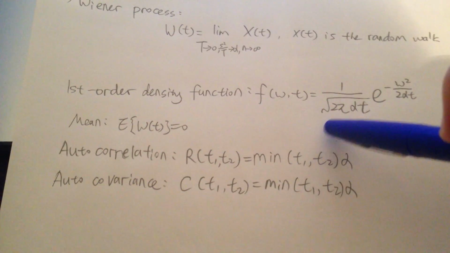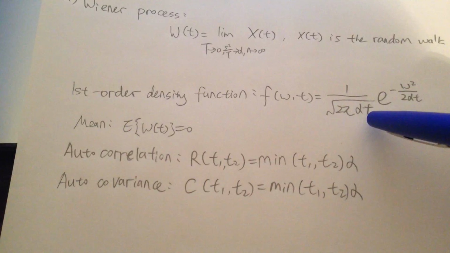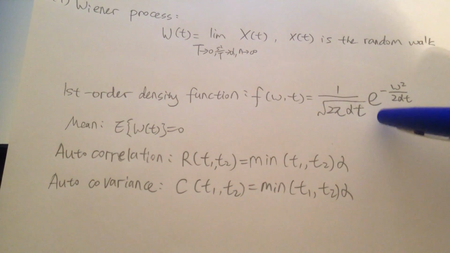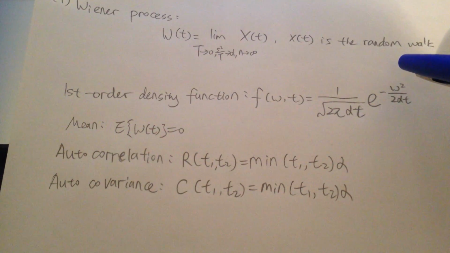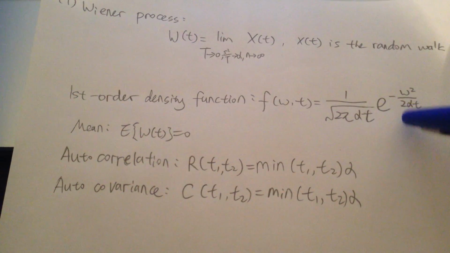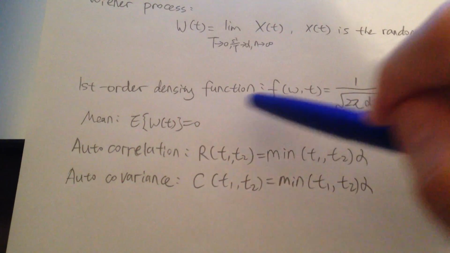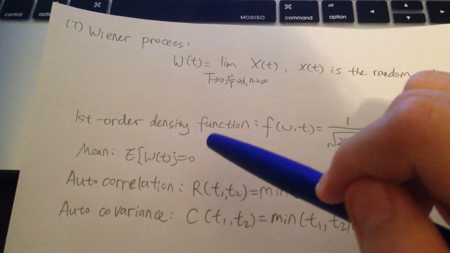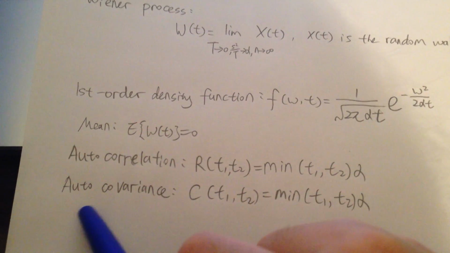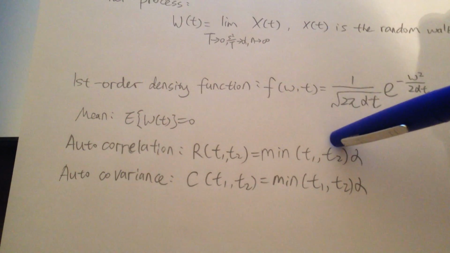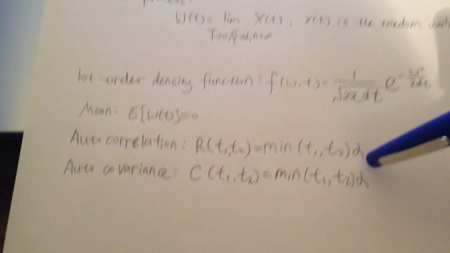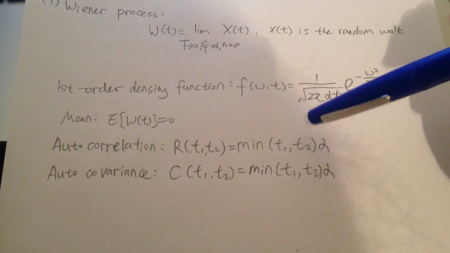1 over the square root of (2 pi alpha t) times e to the power of minus w squared over (2 alpha t), and the mean of a Wiener process is 0. The autocorrelation and the autocovariance are the same. It's the minimum of t1 and t2 times alpha. So this is the answer for question 1. Thank you.